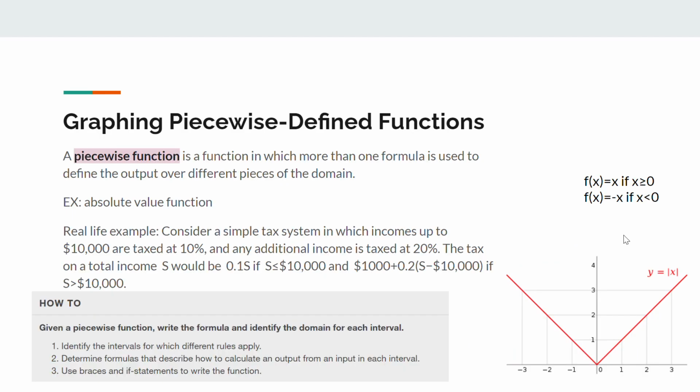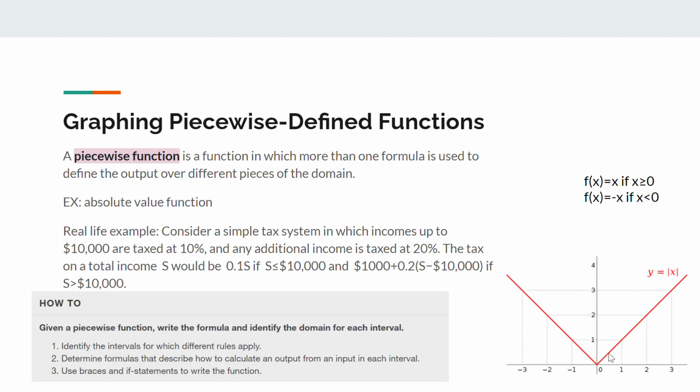The last topic is graphing piecewise defined functions. A piecewise function is a function in which more than one formula is used to define the output over different pieces of the domain. An example of that is the absolute value function. Here's a graph of the absolute value function. We can basically split it into two parts.